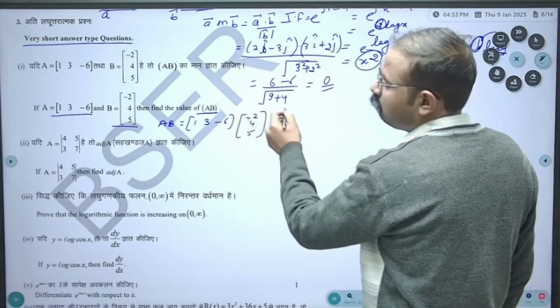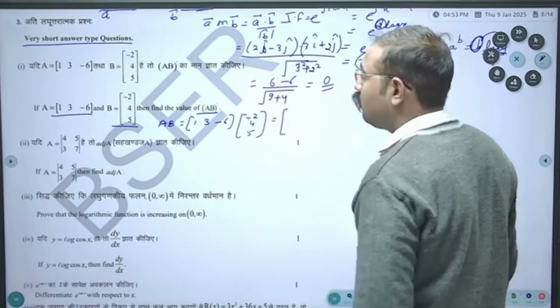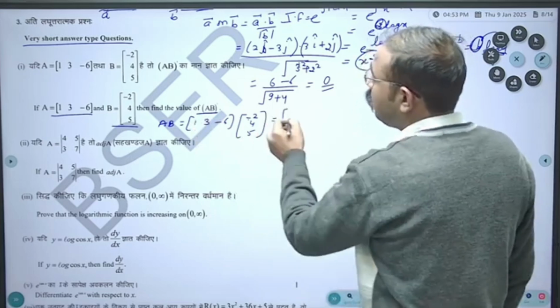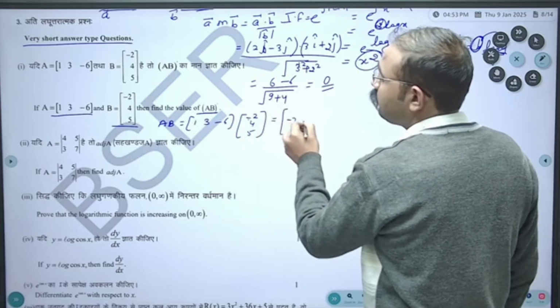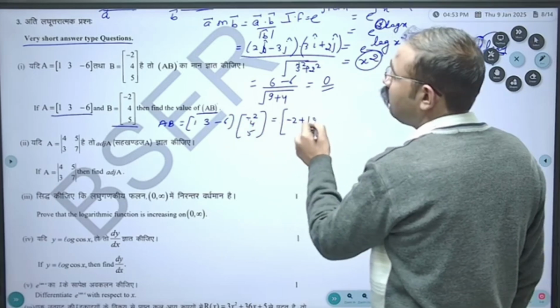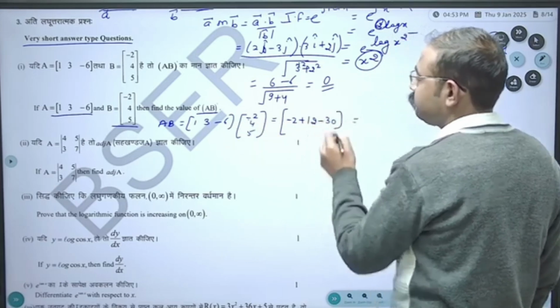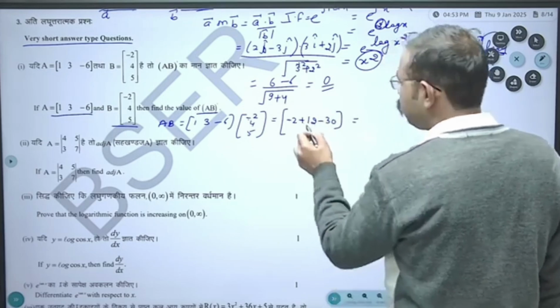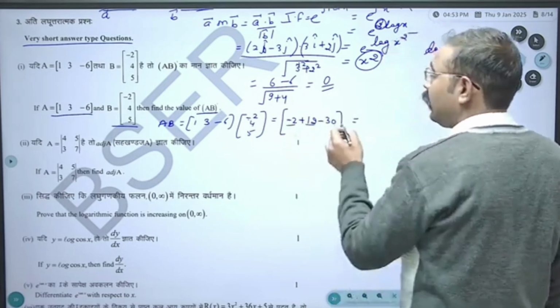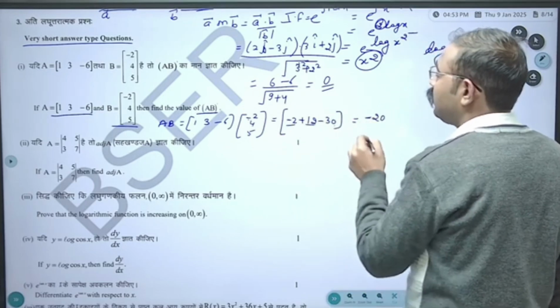First row, first column. And how to multiply? 1 multiply minus 2, then minus 2, plus 3 multiply 4, 12, and minus 6 times 5, minus 30. 12 minus 2, 10, and 10 minus 30, minus 20.